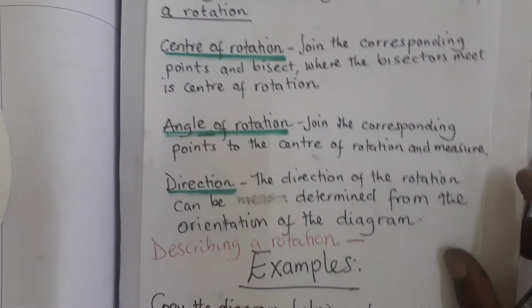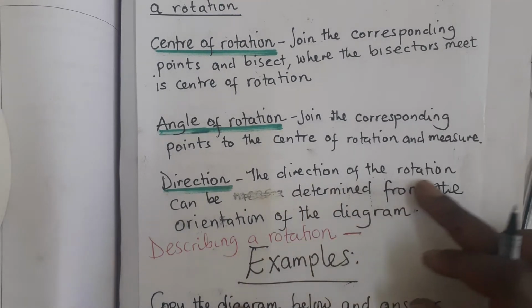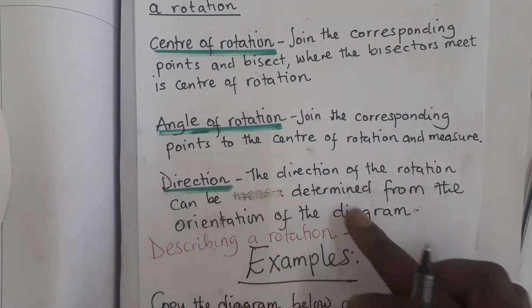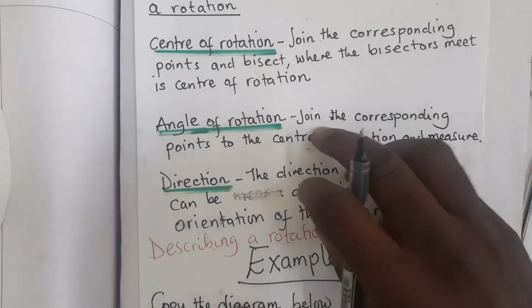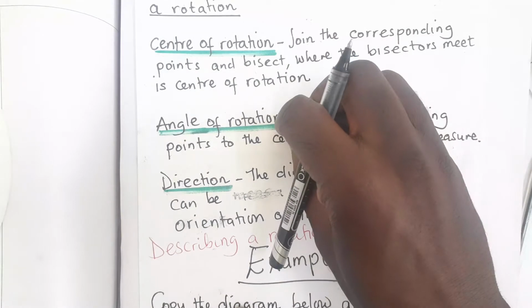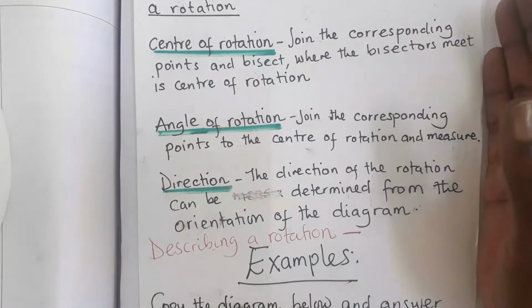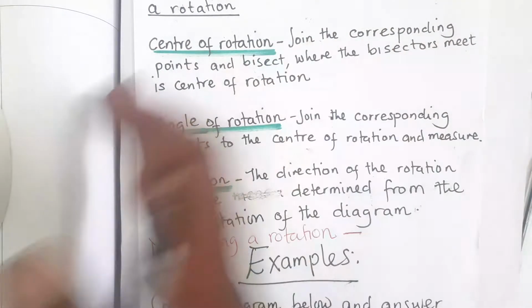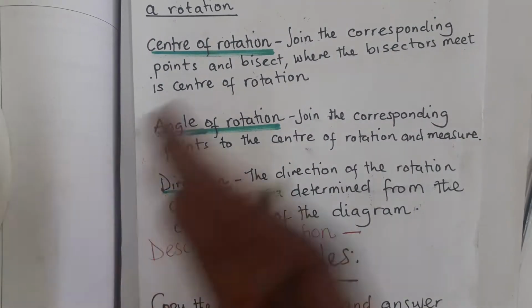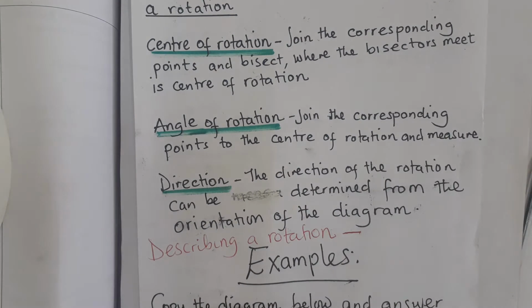Then for the direction, what are we saying? The direction of rotation can be determined from the orientation of the diagram. So you can see from the object, where is the image? Has the image gone to the right side? That will mean it is clockwise direction. If it has gone to the left-hand side, it will mean it is in an anti-clockwise direction. So that is what we mean.